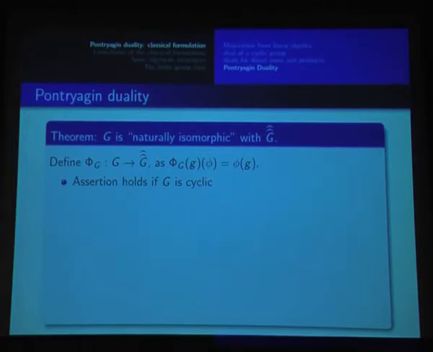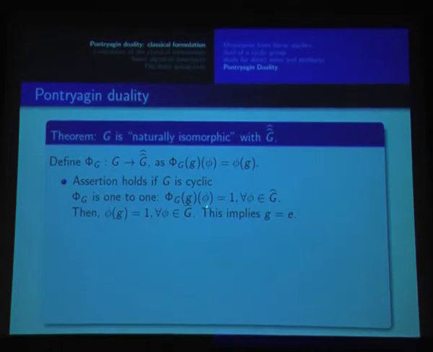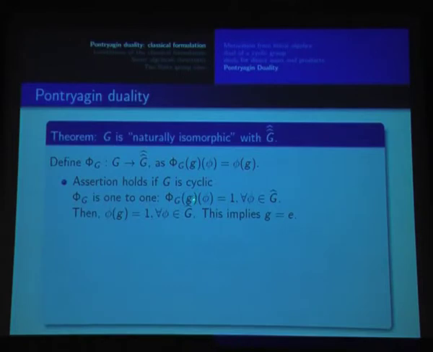So now we want to prove this assertion that G is isomorphic with G hat hat if G is cyclic. So phi G is 1 to 1. So suppose phi G of G on phi is 1 for all phi in G hat. Okay. So what does it mean? Suppose phi G of phi equals 1 for all phi. Now let us ask this question: this is an element in G hat hat. So this says phi G equals 1 for all phi in G hat. So let us ask this question, can it happen that G is not equal to identity?